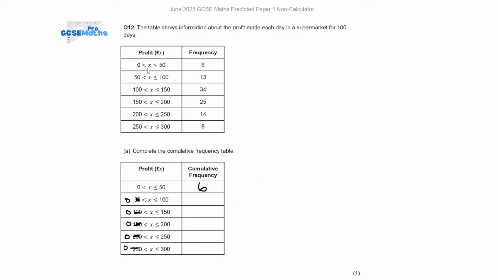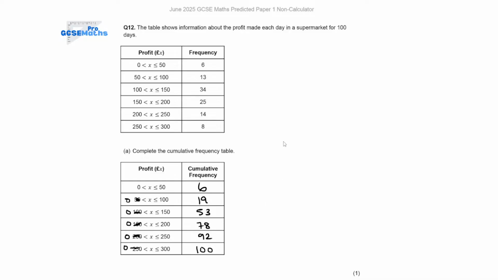So 0 to 100 would include the first 2 rows. See how that would be 19? And then you add the next one, 0 to 150. Okay, so that would be 34 plus the 19, 53. So every time I'm adding another row, so that would be 78 and then 92. And then obviously the bottom row should add up to 100.